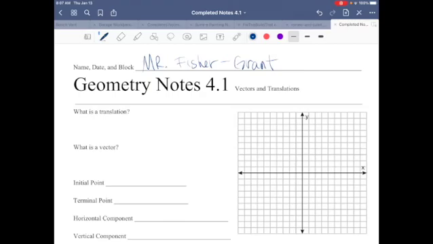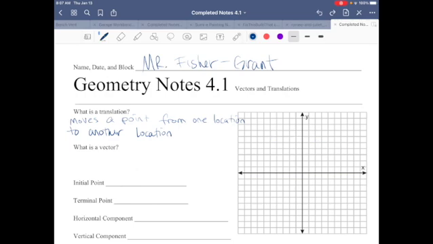Okay, welcome to Geometry Notes 4.1. We're going to start with, right at the top here, what is a translation? So a translation moves a point. A translation moves a point from one location to another location. So I have a point here, and I'm moving it to here. That's a translation.